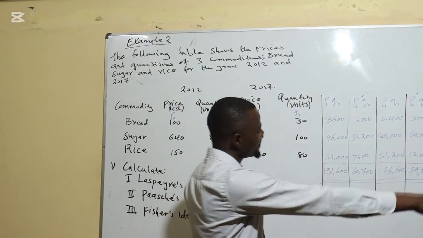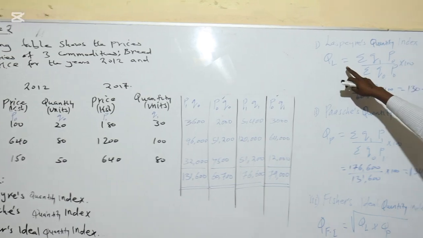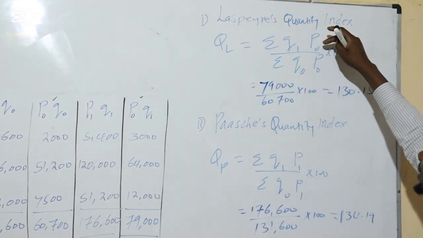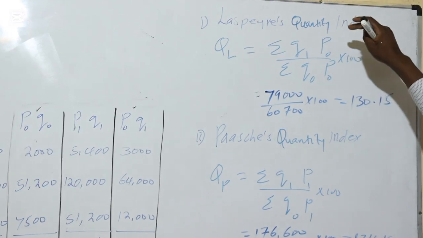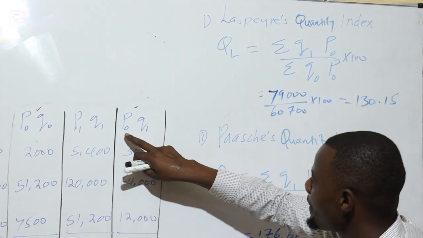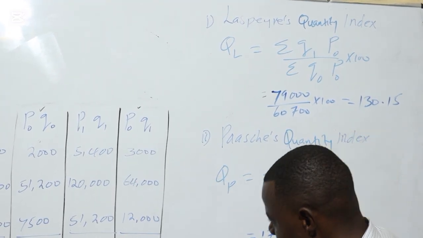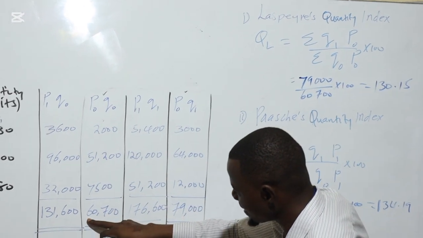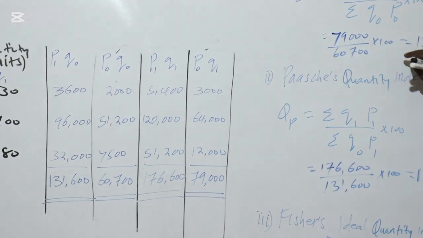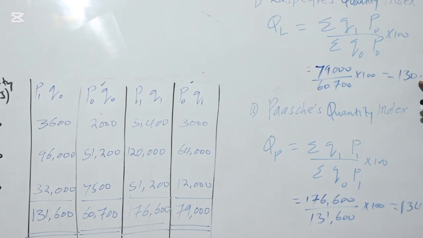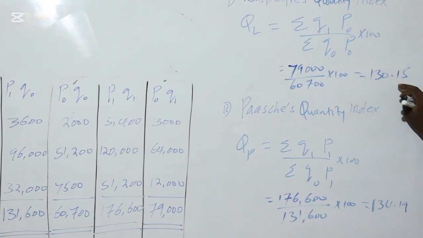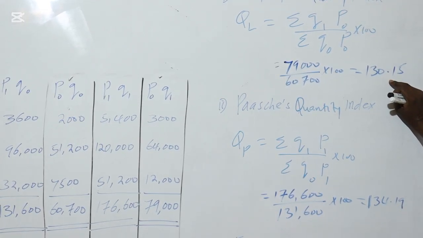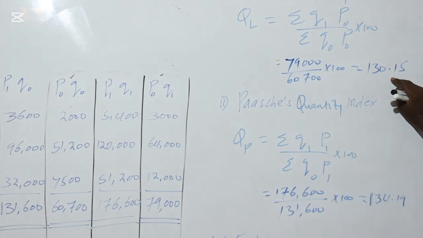So when you look at the Laspeyres quantity index, then the formula is summation QP, but I distributed the 1000. So Q1P0, the summation was 79,000. Q0P0, the summation was 60,700. So when you plug into your formula, you have the Laspeyres quantity index to be 130.15. This means that the quantities have increased by 30.15%.